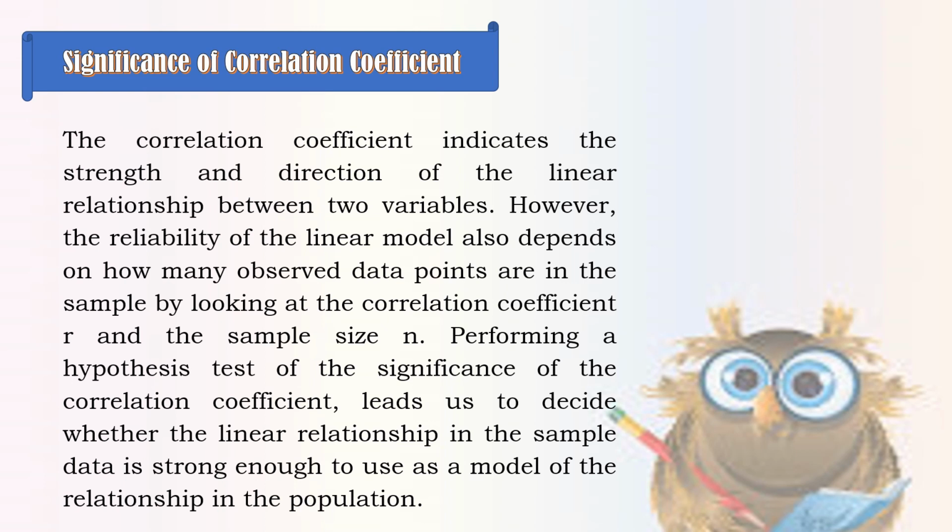Next is the significance of the correlation coefficient. The correlation coefficient indicates the strength and direction of the linear relationship between two variables. However, the reliability of the linear model also depends on how many observed data points are in the sample, by looking at the correlation coefficient r and the sample size n. Performing the hypothesis test of the significance of the correlation coefficient leads us to decide whether the linear relationship in the sample data is strong enough to use as a model of the relationship in the population.